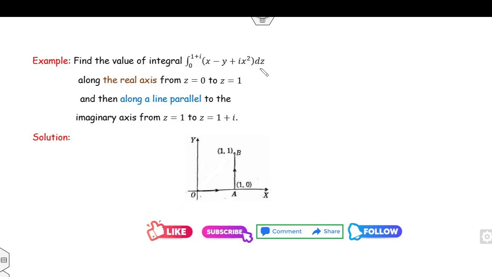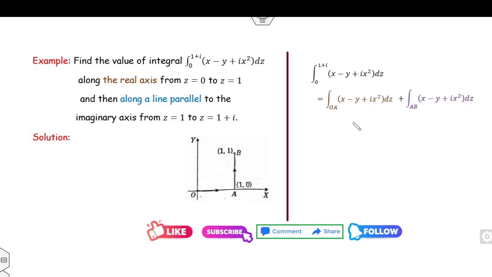Now I can substitute the values here. z is x plus iota y. The value of dz is dx plus iota dy. So this integration starts from O to A and then from A to B. Now how can you find it on OA? Can you find the equation of OA? What is the equation of OA? y is equal to 0. If y is equal to 0, dy is also 0. So the value of z is only x and the value of dz is dx.